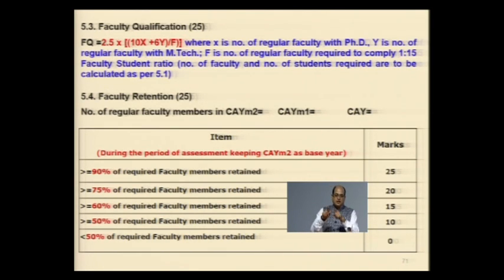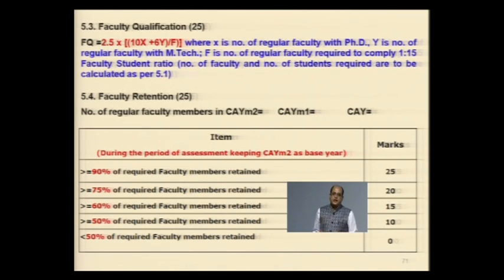Faculty retention, as I said, these are all information points. That's why the title of this criterion has been changed to not only faculty contribution, but faculty information and contribution. So these are information points. Faculty retention: in the previous SAR, it was 1 point for 1 year of service, and a faculty member could have 5 points. This has been changed in the new SAR.